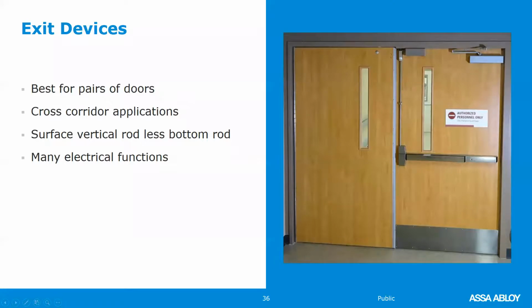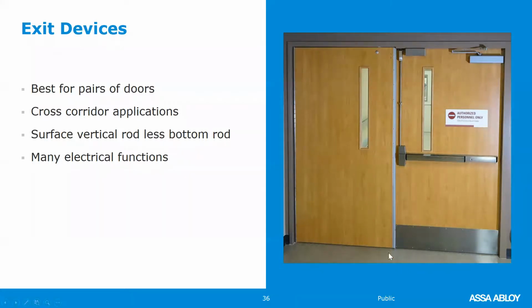Exit devices, though they may not be required by code in a hospital, there will be certain areas like double egress doors. They're the best for a pair of double egress doors. And also just a pair of doors, same swing. Exit devices give you the best way to latch each door, and each door independent of each other. Surface vertical rod, less bottom rod.